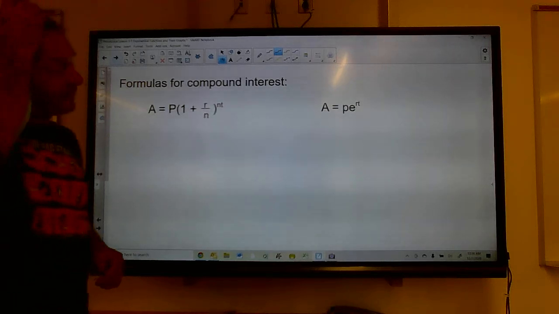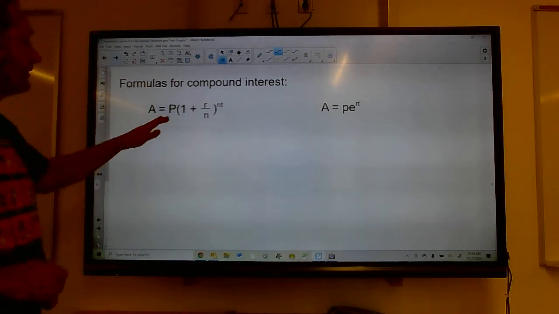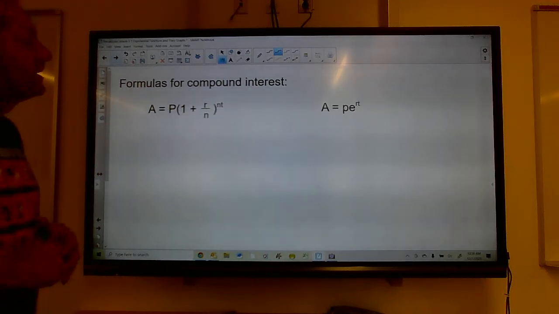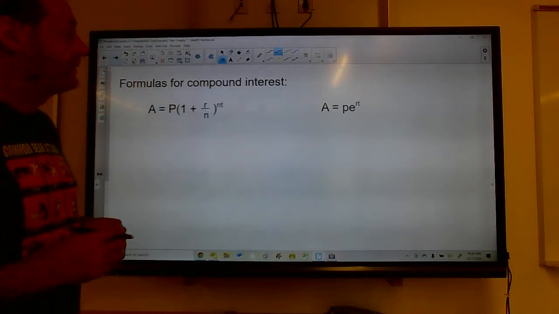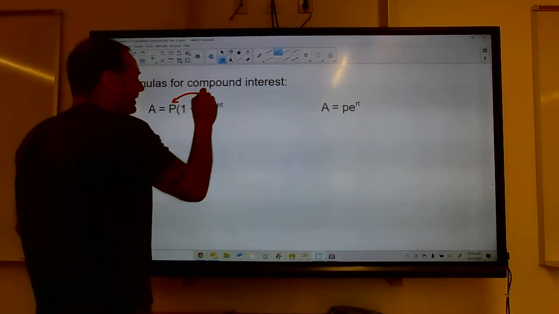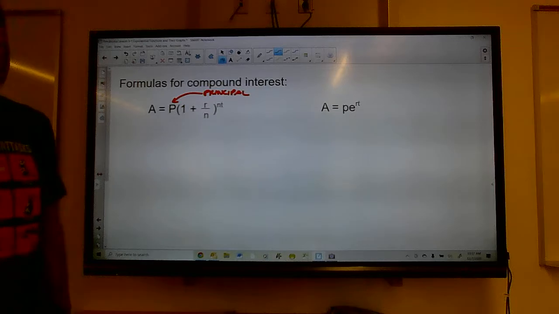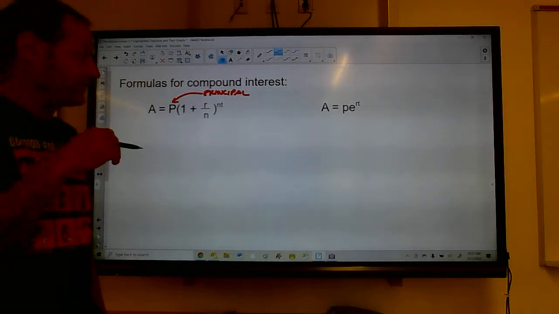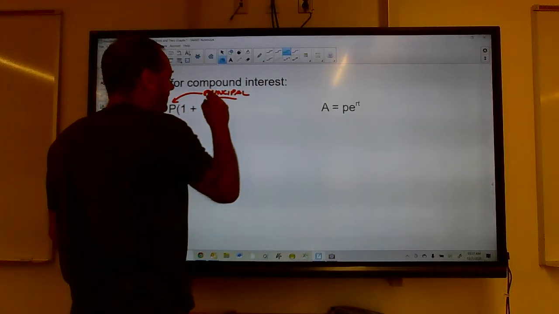All right, here's two formulas that you will want to know because you will be tested, I promise, on both of these. So this is the compound interest formula, A equals P times 1 plus r over n to the nt power. This is your continuously compounded interest formula, A equals Pe to the rt power. So let's look at what these mean. P stands for principal. So principal is the amount of money that you either borrow or you put into the bank. That's how much you deposit. That's your principal. R stands for interest rate.